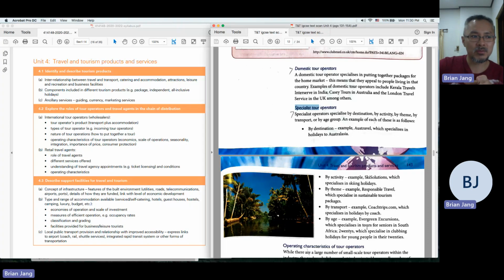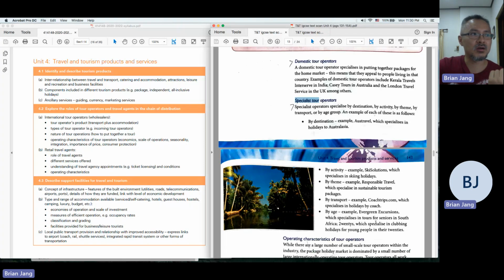So your transportation is covered and your itinerary will be based on the schedule that the coach provides you. Could be by age, because older people like certain things, younger people like certain things. So these are specialist tour operators. They focus on a specific target market or a specific customer category. They're interested in the same things, so that you reduce some of the things that some people might find unnecessary in a package.